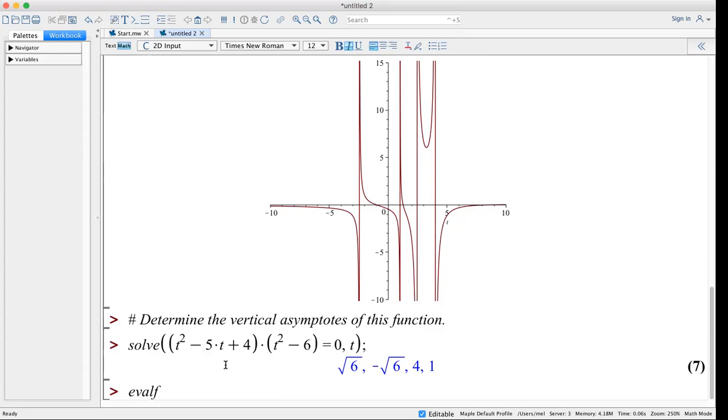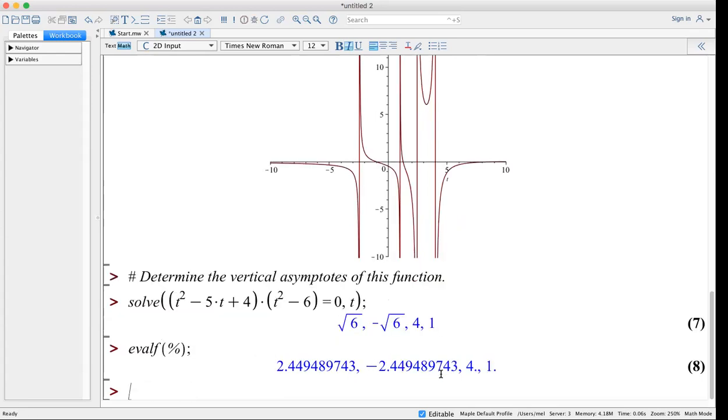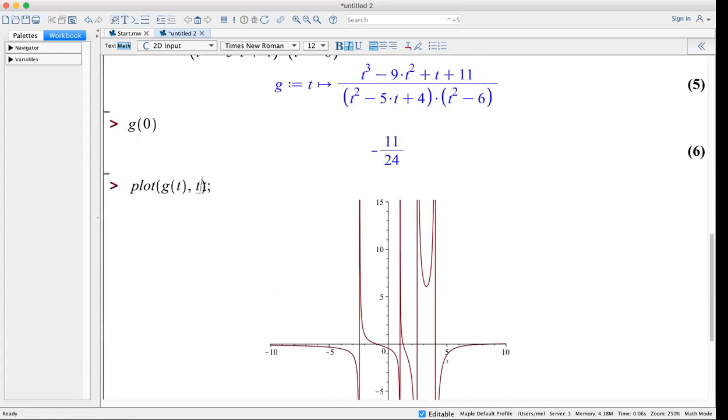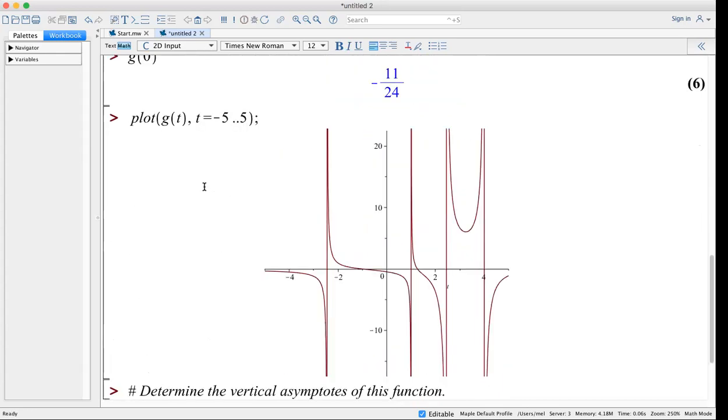EVALF converts a number to a decimal. Percent means plug in the last things you calculated. The last things we calculated were these 4 numbers. And here are these 4 numbers as decimals. Let's see, let's look at this. Let me graph this maybe just from -5 to 5 so I can see more clearly the vertical asymptotes. T equals -5 to 5.